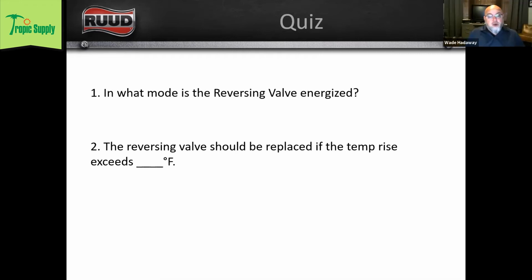All right, so we do energize that valve in heat, and that is the opposite of the way that most equipment manufacturers energize their valves. A lot of people energize in cooling. We don't do that. We energize in heat. Okay, the answer to the second question is 10, and the winner is Mark Kearney. Congratulations.